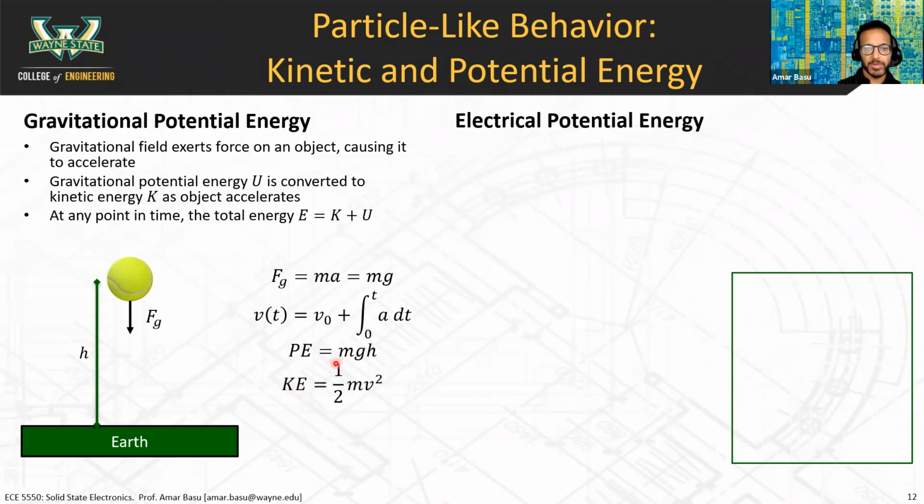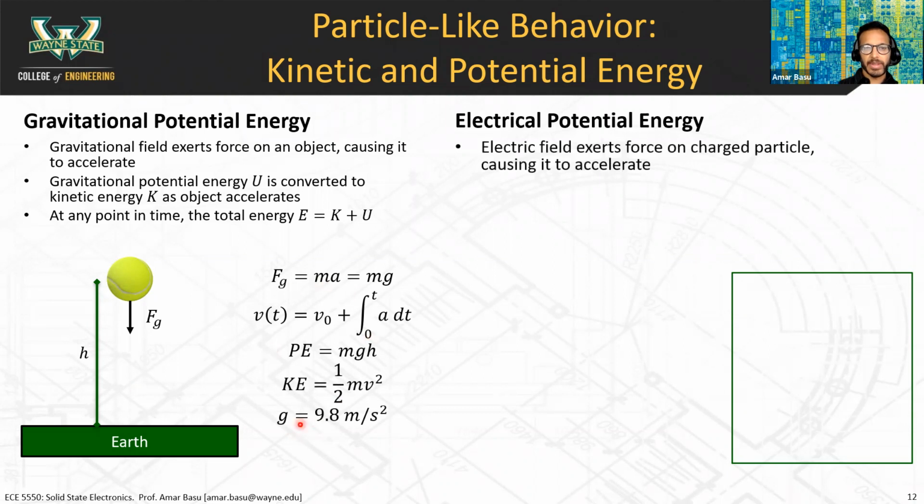Kinetic energy is equal to 1/2 mv squared. This is a fundamental rule from physics. So as the velocity is increasing, the kinetic energy is going up as the square of the velocity. The gravitational constant we have here, right? So this is gravitational potential energy. So you can see the relationship between kinetic and potential energy.